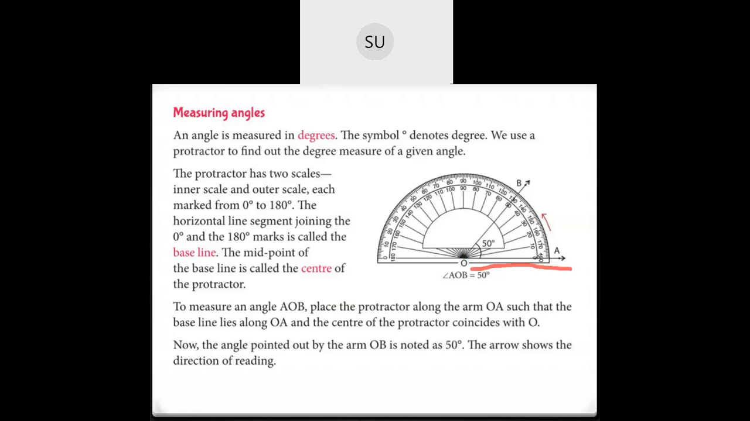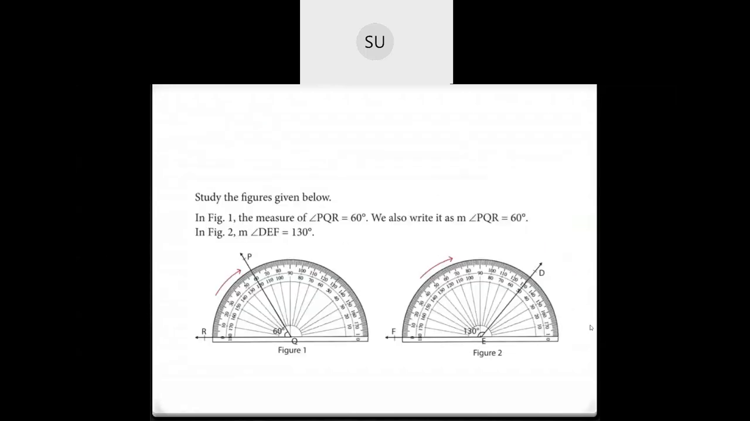So 0 here is in the inner scale. We'll start at 0, 10, 20, 30, 40, 50. So arm OB makes an angle of 50 degrees, correct? So angle AOB is 50 degrees, okay?